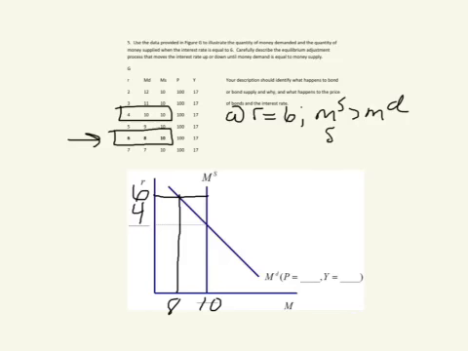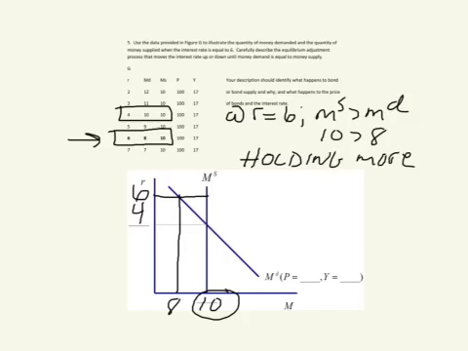That is, 10 is greater than 8. And so what this is saying is that individuals are holding 10. If there's $10 out in the economy, somebody's holding it. It's not like there's an extra $2 sitting around doing nothing. But the problem is that we're holding more money than we desire. So we write: holding more M than desired.